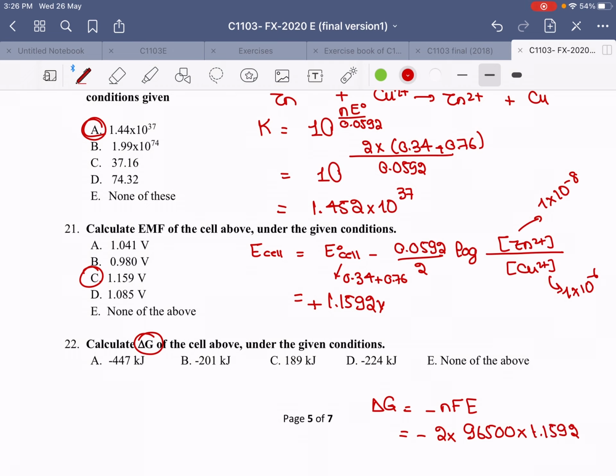So that is times 96500 times 2. You get negative 223.725. I directly converted it to kilojoules. Okay, I directly converted it to kilojoules. Where do we have this answer? It's number D, part D. Good.